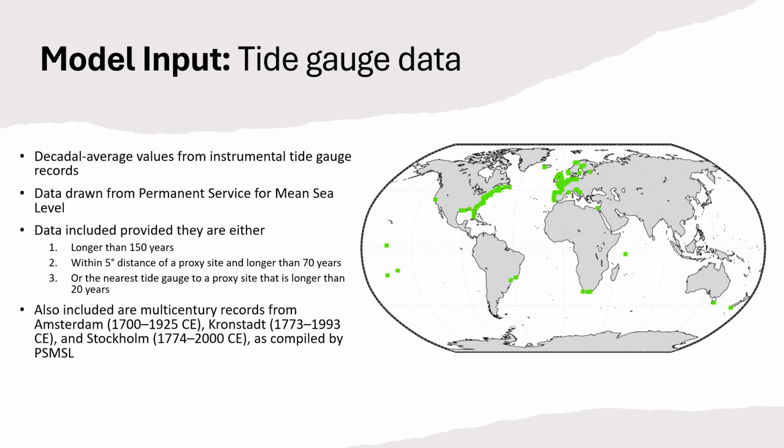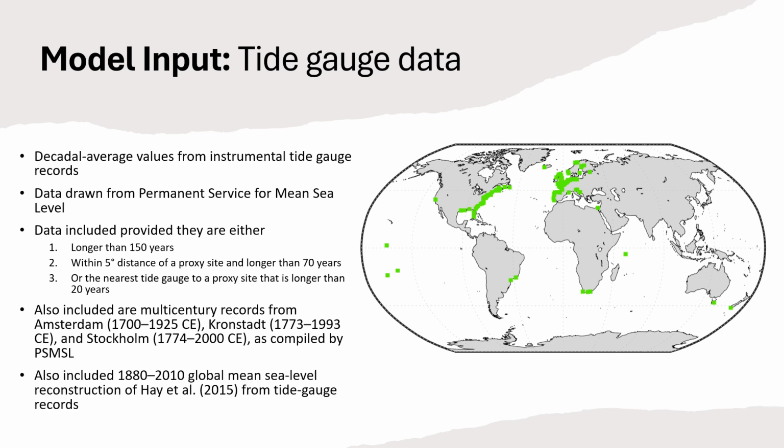We also include the longer multi-century tide gauge records from Amsterdam, Kronstadt, and Stockholm, as they are also compiled by PSMSL. And we also include a global mean sea level reconstruction that was produced from tide gauge records from 1880 to 2010. So that was published by Hay et al. 2015. So that's incorporated into the model as well. So we have all of our input data from proxy data and tide gauge data.